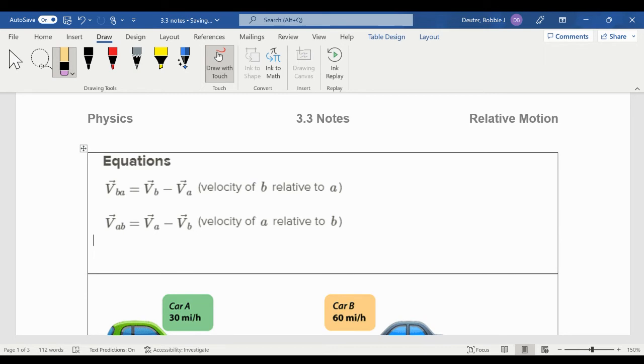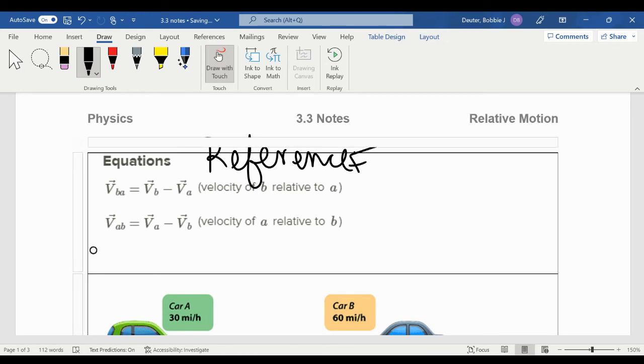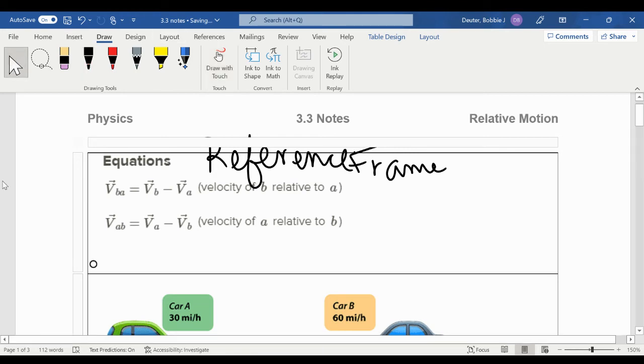Now, when we talk about relative motion, we want to make sure of a couple things. We will always have what we call a reference frame. It's also referred to as a frame of reference. I'm going to call it a reference frame. That's what your book also calls it, so that is why I'm using that terminology. A reference frame is just looking at that information that we see at a fixed point so we can measure the direction relative to that.